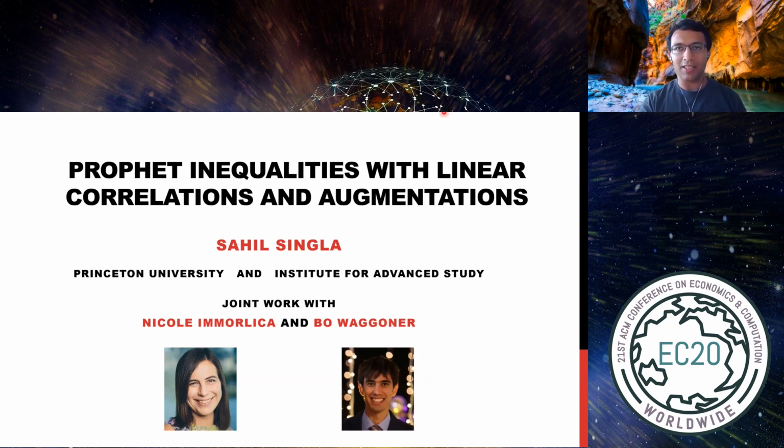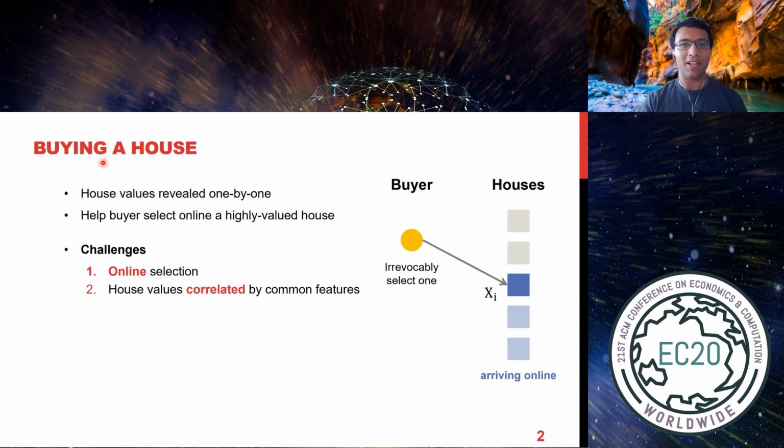So let me start off with a simple motivation. Imagine you are in a situation where you want to buy a house. There are a bunch of houses in the market, but the difficulty is that you don't know their values. So you get to see their values one by one. Maybe you see the first house, it has some value. Maybe you decide not to buy it. And as soon as you discard it, this house is gone off the market. So it's not available to you.